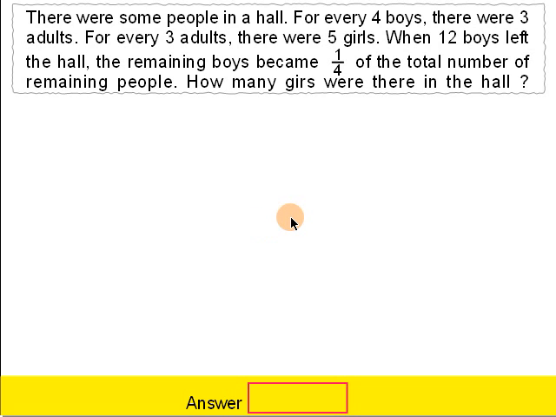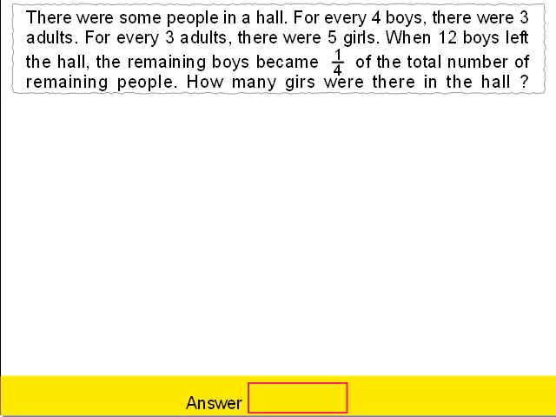Well, this question says there were some people in a hall. For every 4 boys, there were 3 adults. For every 3 adults, there were 5 girls. When 12 boys left the hall, the remaining boys became 1/4 of the total number of remaining people. So how many girls were there in the hall?